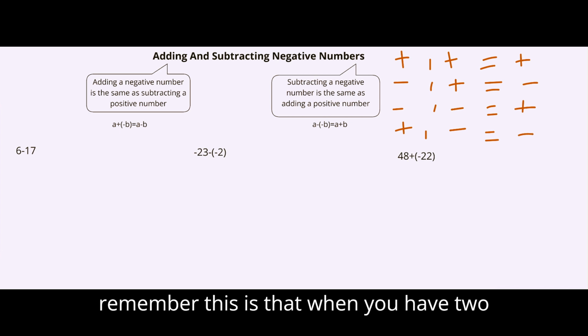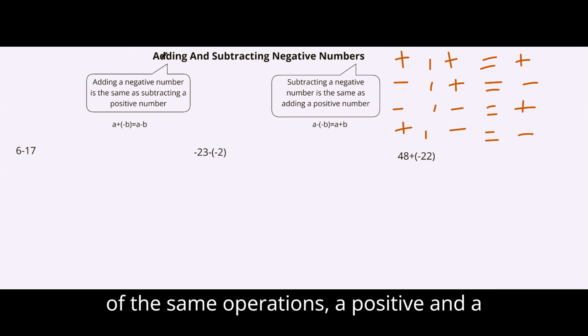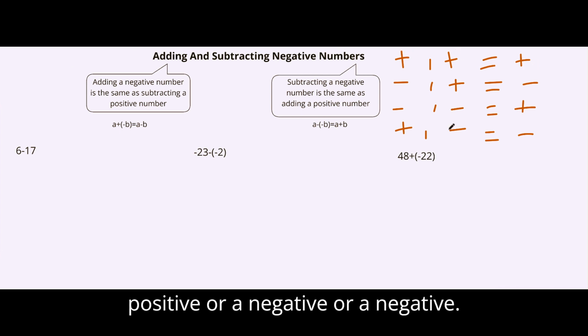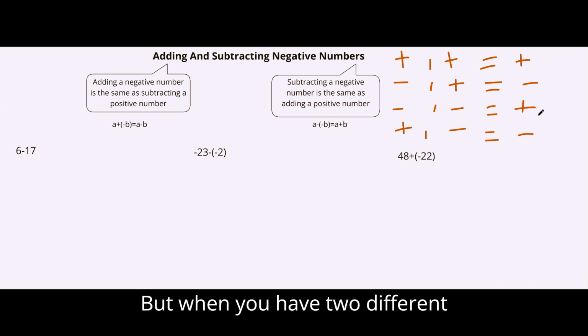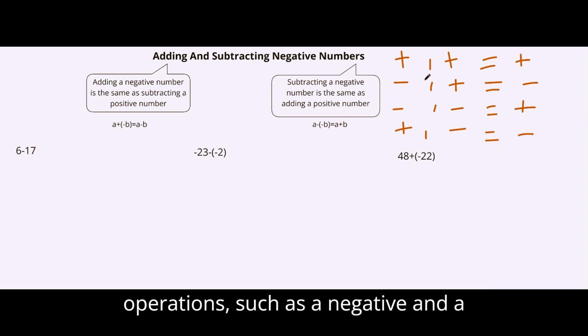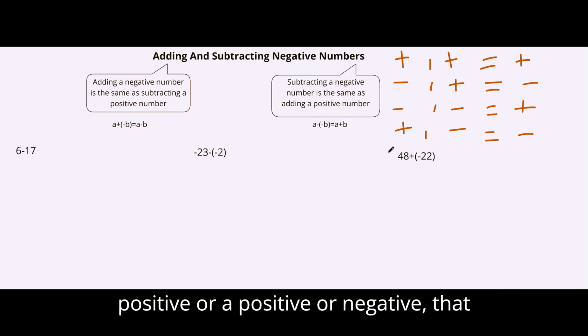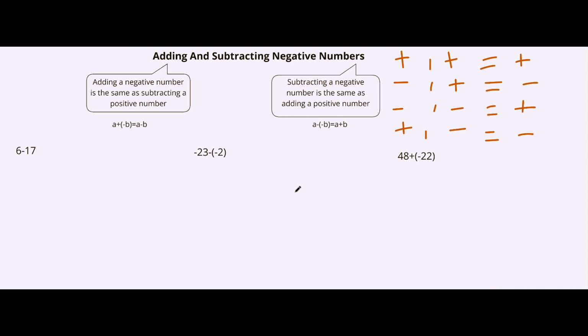So the easy way to remember this is that when you have two of the same signs, a positive and a positive, it's going to give you a positive, or a negative and a negative, that's going to also give you a positive. But when you have two different signs, such as a negative and a positive, or a positive and a negative, that is going to give you a negative.